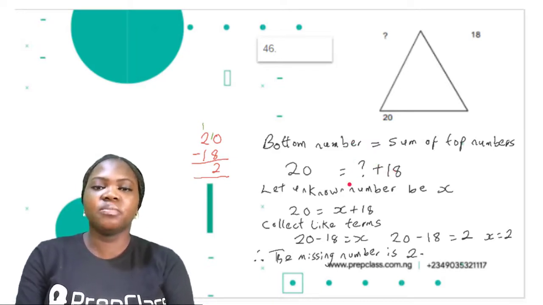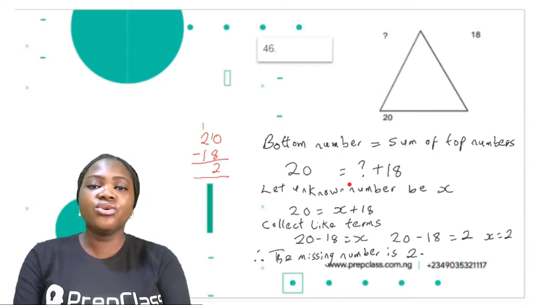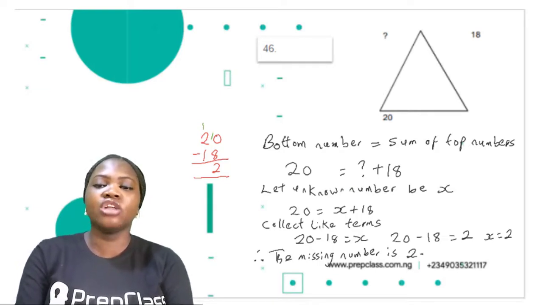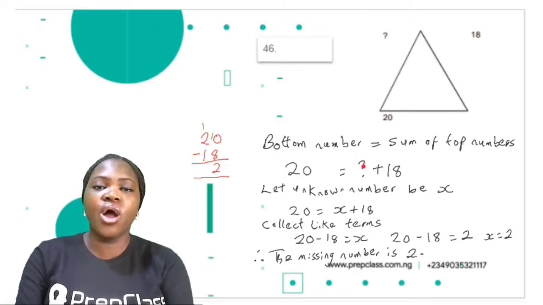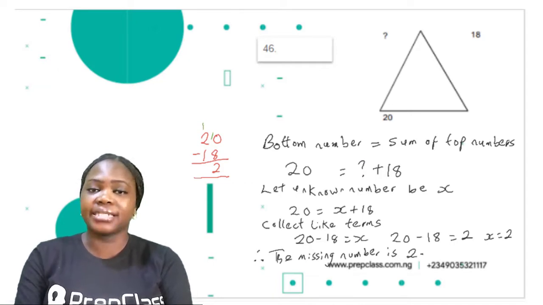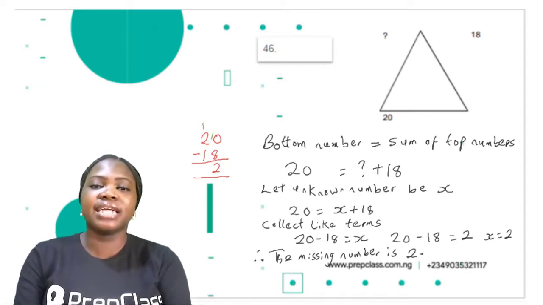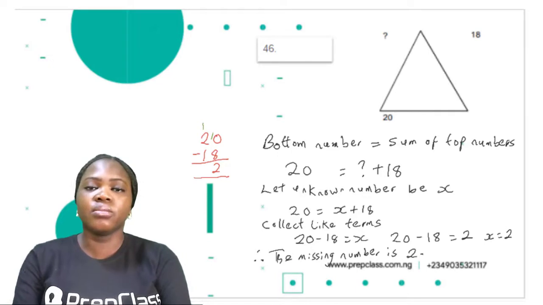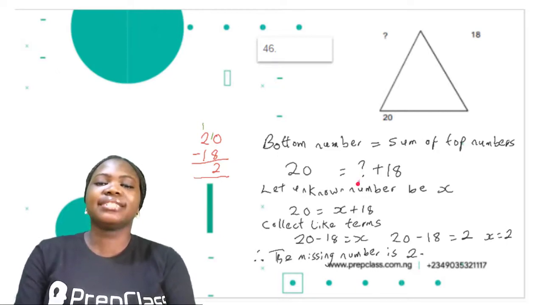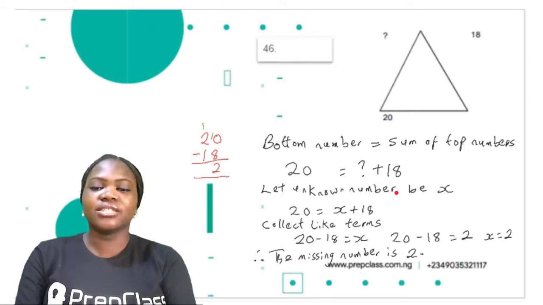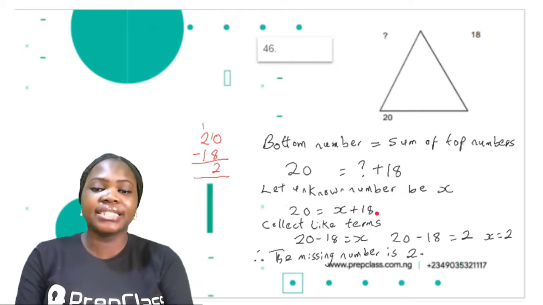So let's use algebra. In algebra, we use letters to represent unknown numbers. This question mark means the number is unknown, so we are to represent the unknown number with X. In algebra, you can use any letter from A to Z, but the most commonly used letter is X, and that is what I'll be using in this video. So let the unknown number be X. So 20 equals X plus 18.